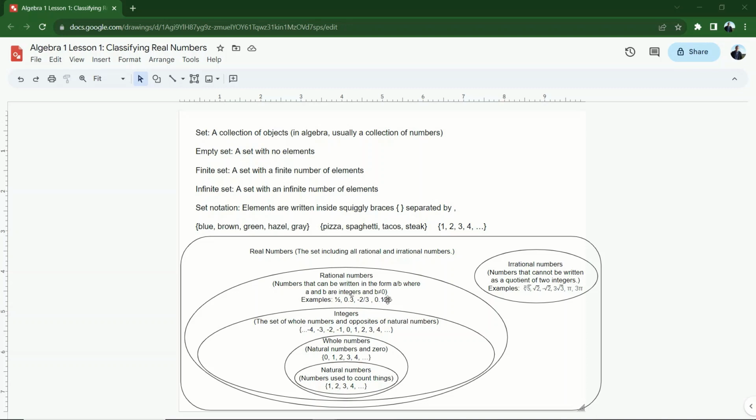But there is another set, a bigger set of numbers that includes all of the numbers we've talked about so far, rational numbers and irrational numbers, and that is the set of real numbers. Real numbers is defined as the set of all rational and irrational numbers.